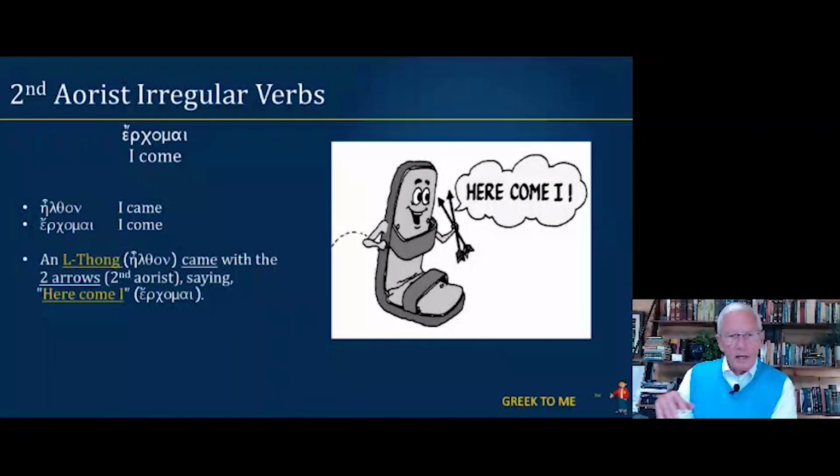All right, here we have the verb erchomai, I come. It's deponent in the present. But notice the second aorist. It's elthon. That is active. It's not deponent. So we have a little picture here of an elf on for elthon, came, that's what it means, with two arrows saying, here come I. Here come I reminds us of erchomai.